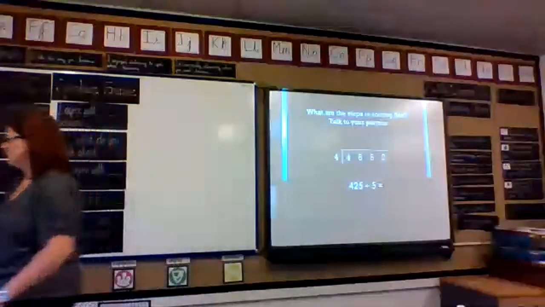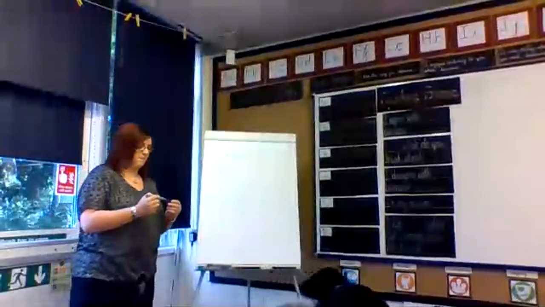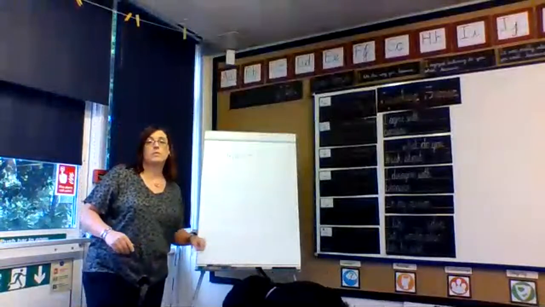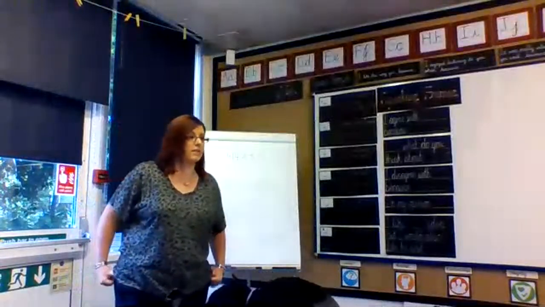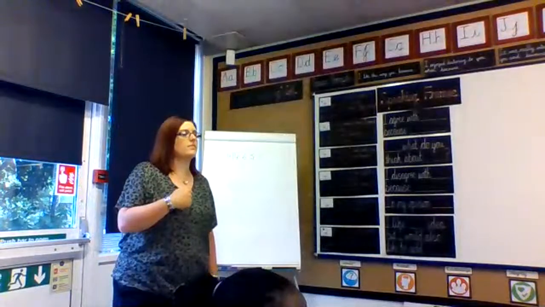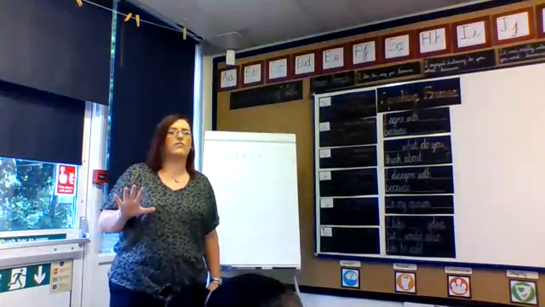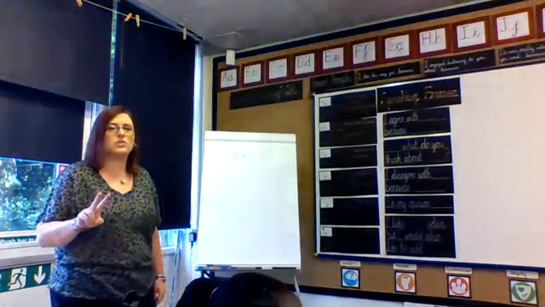I would do short division. 4 goes into 4 once, then 4 into 6 goes once, and then there's 2 left over, which makes 25. 4 into 25 goes 6, and so on. Excellent. So 4 into 4 goes 1, and then 4 into 6 goes 1, and then the 2 goes with the 5 to make 25.